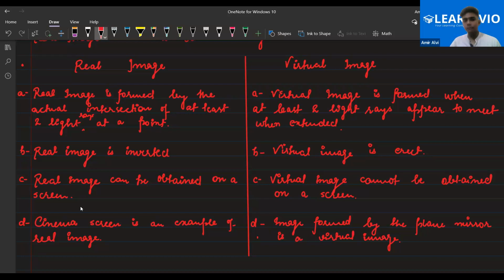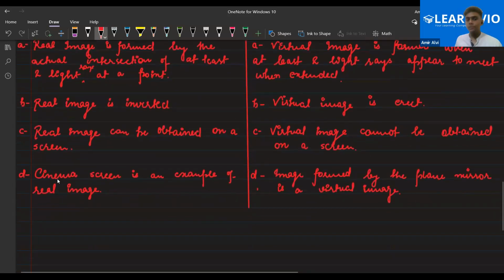So an example of a real image is the cinema screen. It means that the image obtained on the cinema screen, or the projector screen, is a real image example. Is this clear, all of you? And the exact image formed by the plane mirror, that you see when you stand in front of a mirror and see yourself, is basically just an illusion. That is not the actual image, it's a virtual image. Clear? Okay, that's great.